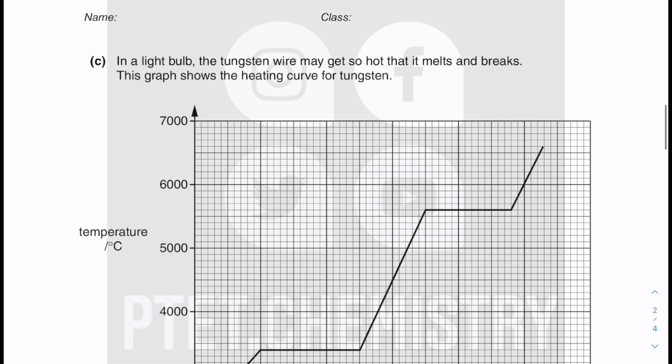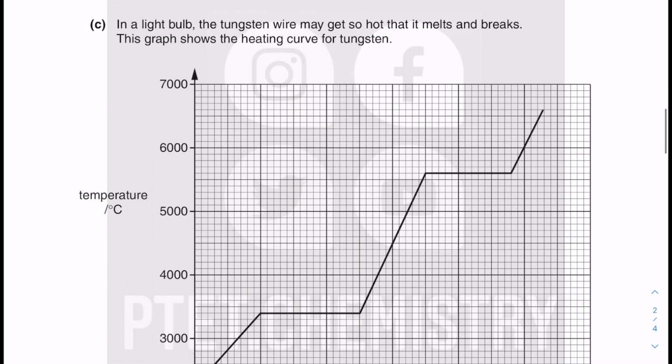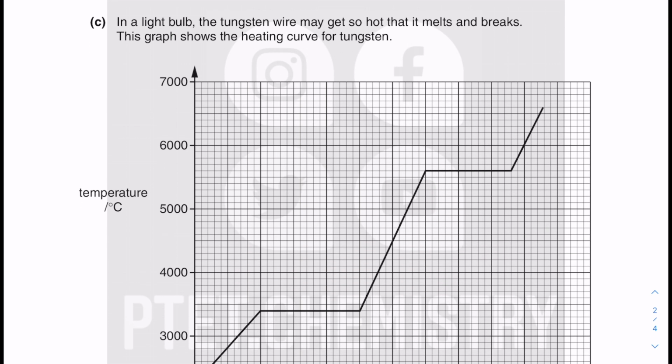So this is a graph for the same question. In a light bulb, the tungsten wire may get so hot that it melts and breaks. This relates to states of matter. I think it was work 1 or 2, in that lecture tutorial video, to do with change of state. Even though it can withstand very high temperature, sometimes it can get so hot. That's why in those old style light bulbs, they do burn out.